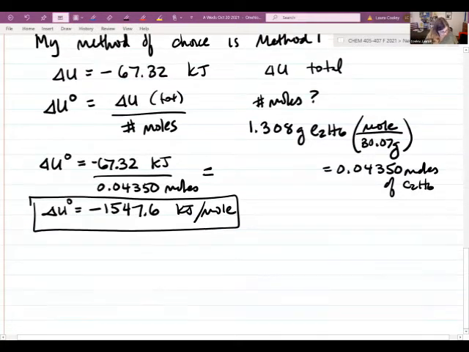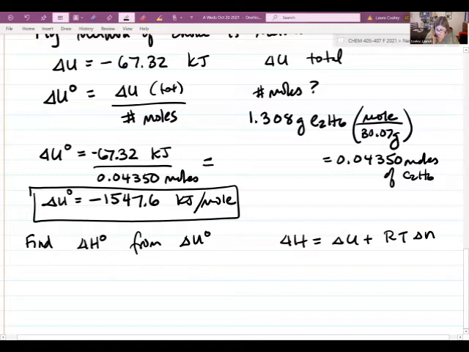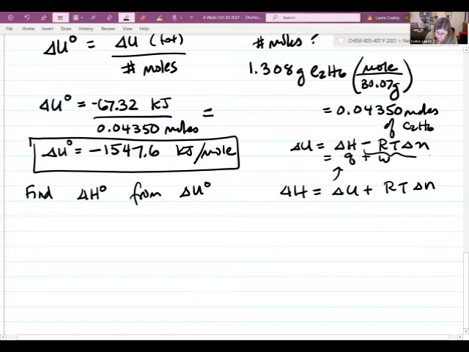So now we have the molar change in internal energy. So next we're going to find delta H zero from delta U zero. And we're going to use this formula that we developed at the end of the last class, okay? All right. And you know, if you rearrange this, just FYI, it shows you, because delta U is Q plus W, that this is the work. So if you wanted to calculate the work, that's how you could calculate it. Remember, delta H is Q at constant pressure. Since the pressure is constant, we can say that delta H is Q, or we could put a P there to make sure you know that we realize it's constant pressure.